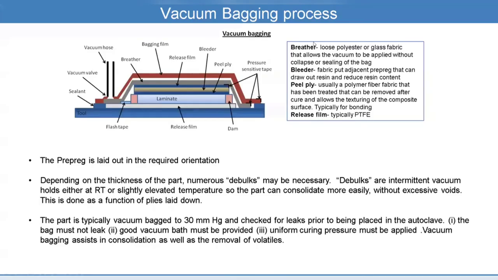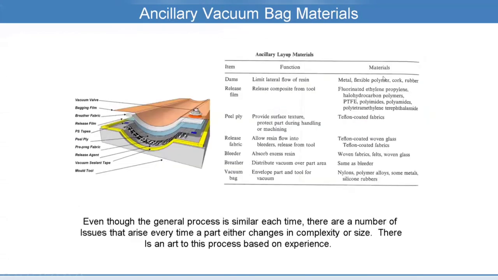So with that said, there are ancillary vacuum bag materials that we should discuss. On the left side, I show the vacuum valve, the bagging film, the breather fabric, the release film, the tapes, peel ply, prepreg fabric, release agent, vacuum sealing tape, you can see it in yellow there, and the mold tool.